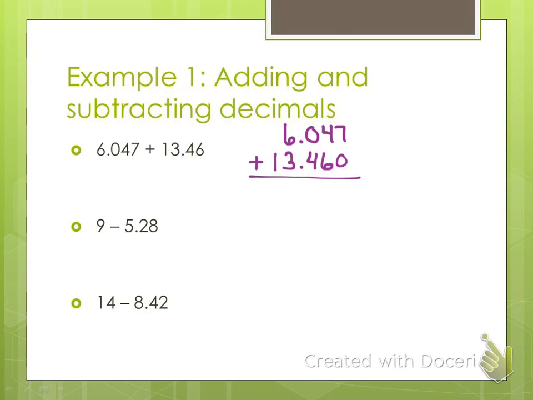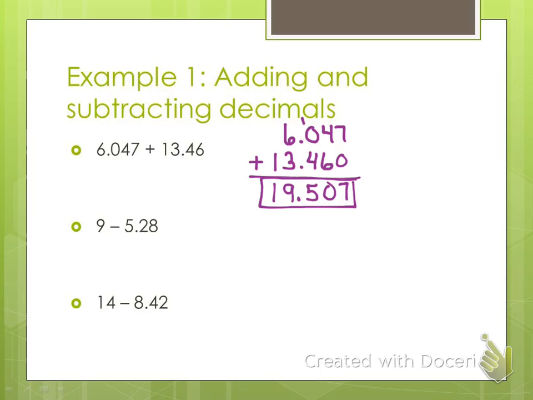And now I can just add them together. 7 plus 0, 4 plus 6. What do I do with my 1? 1 plus 4, 6 plus 3. 19 and 507 thousandths. Perfect. 19 and 507 thousandths.